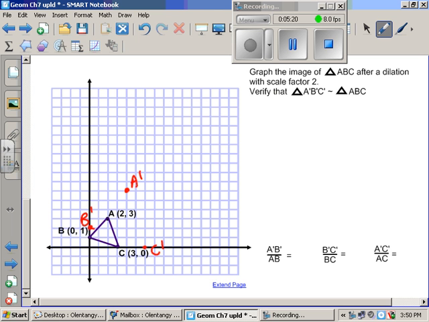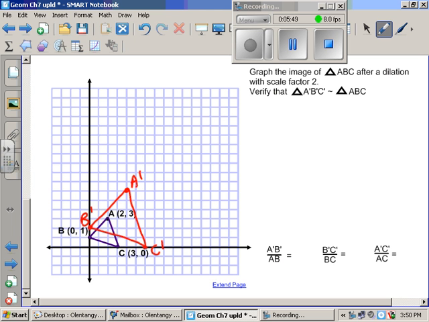So my new triangle would be there. Okay? Now, to figure out if it's similar, I've got to check to see the ratios are the same, and the only way to check is to say that the lengths of the sides have the same ratio, and the only way to find the lengths of the sides is to use the distance formula.